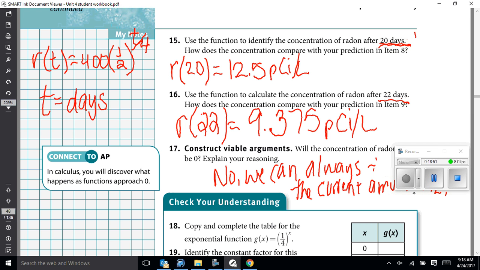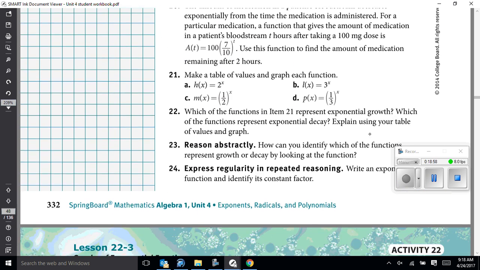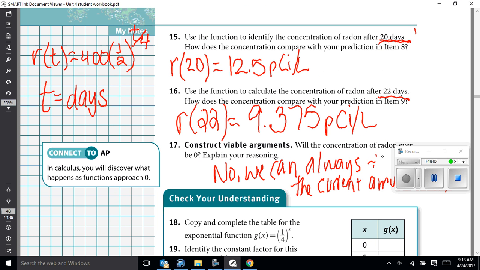Alright. So your homework is going to be the practice, 20 through 24. Let me double check this one.